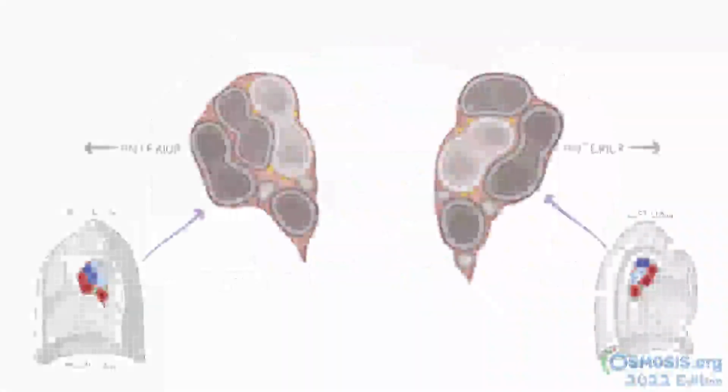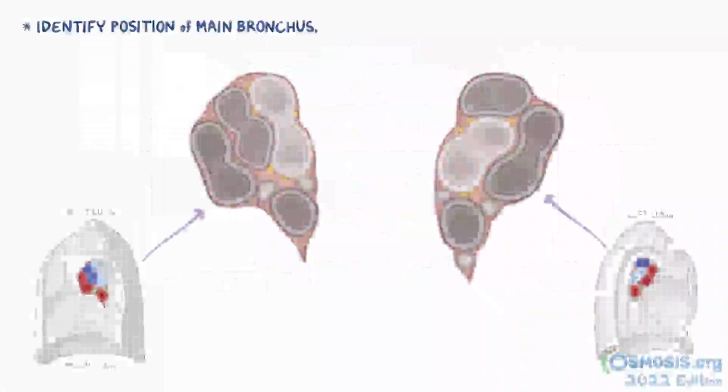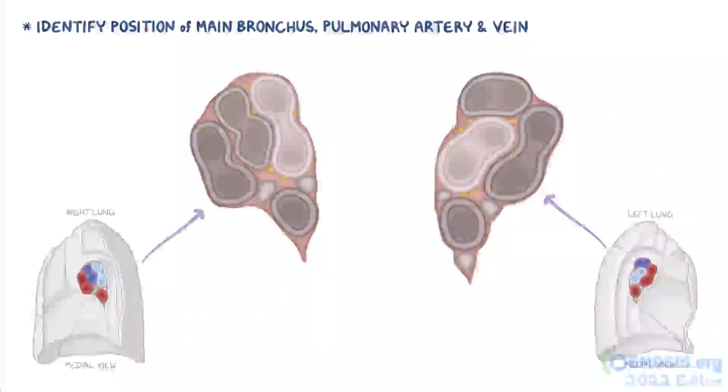On a section of the right and left lung root, we can identify the position of the main bronchus and the pulmonary artery and vein in relationship to one another. But keep in mind there may be slight variations from person to person.